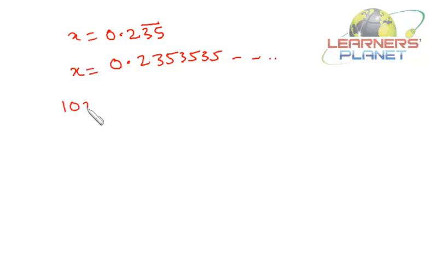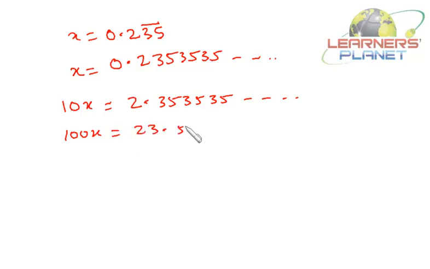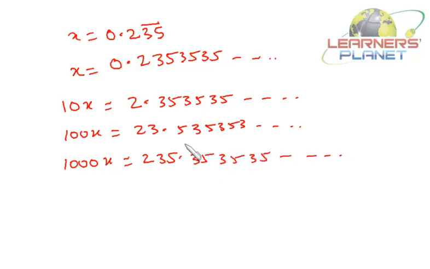Let's begin. 10x is equal to 2.353535. Now 100x is equal to 23.535353. Okay. Now I'm not getting a sequence where the series of digits after the decimal is the same. So let me multiply one more time. 1000x will be 235.353535 and so on. Now we can make the comparison between these two.